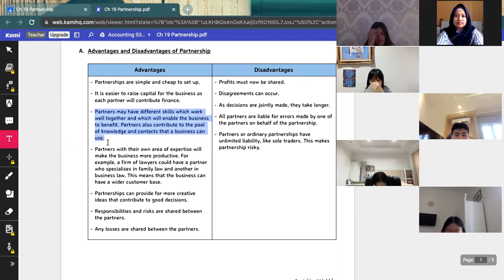So they seek the strength points in each other, and then you join together and make a partnership. Instead of hiring a new employee to start a business, why don't you run it by yourself if you have all the skills? So this is the advantage of making a partnership.